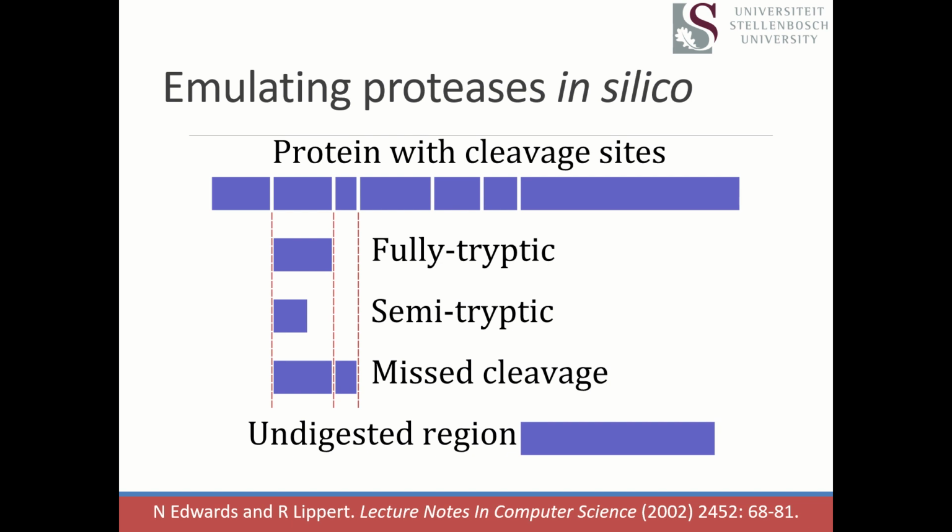So semi-tryptic peptides are only identifiable if you tell the algorithm, look for them. If you don't tell it to look for them, you won't see them. And you might mistake those spectra for something else as a result.